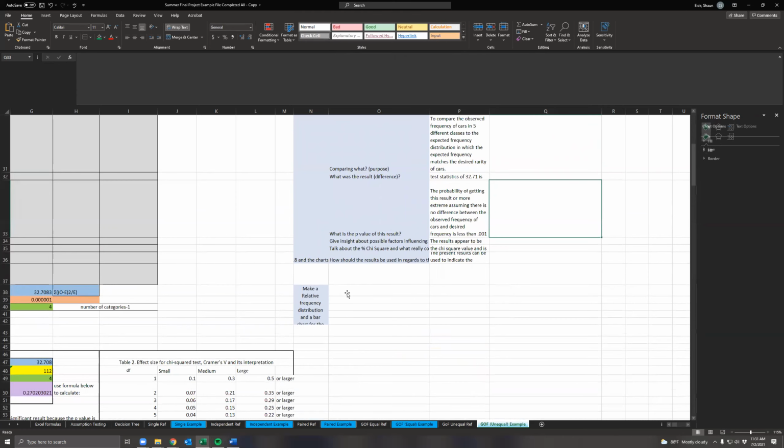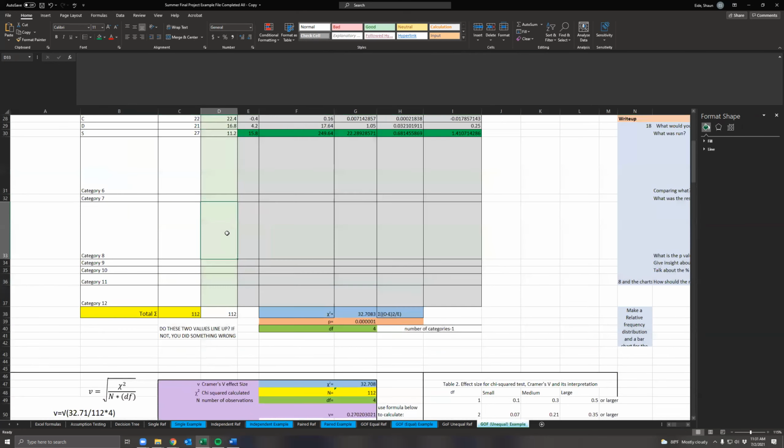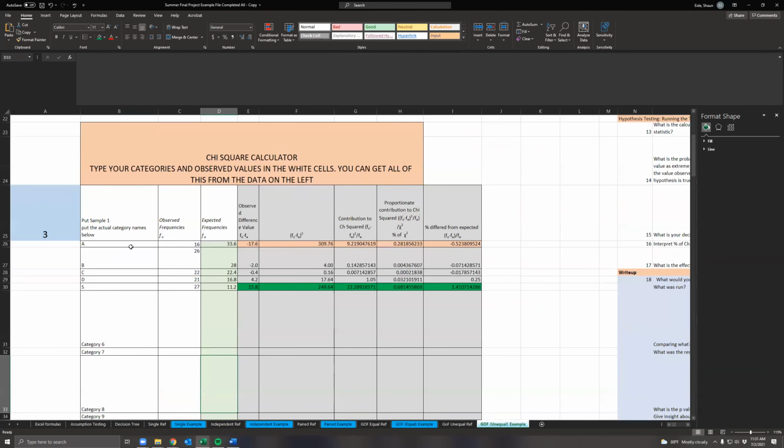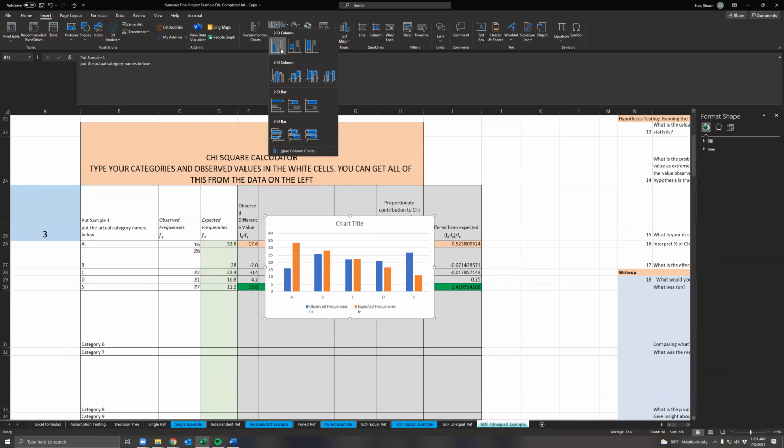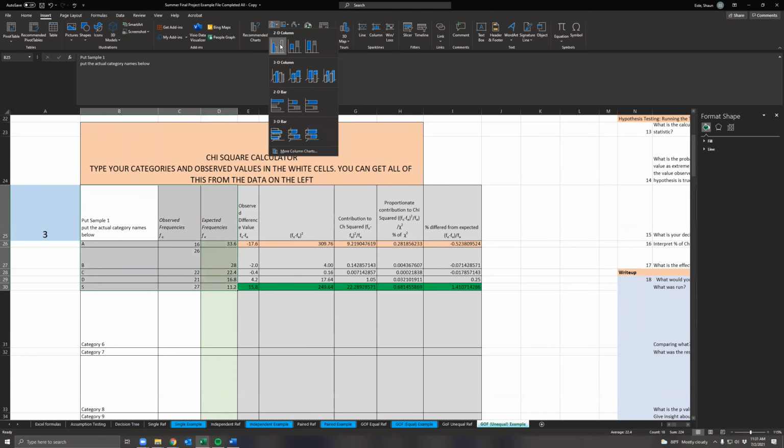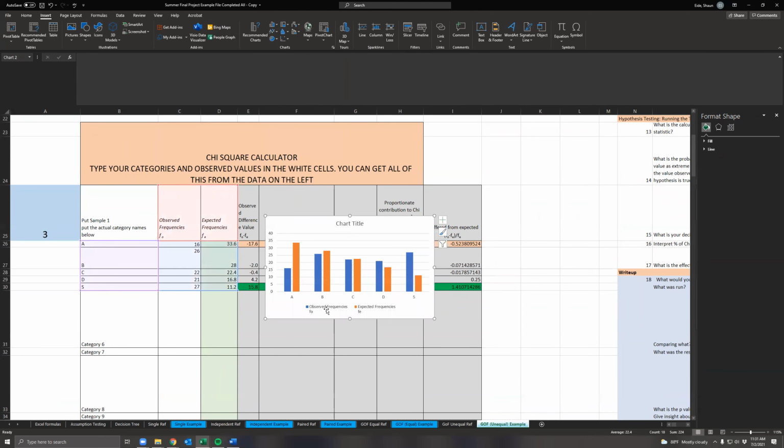Last but not least, you need to make a relative frequency distribution. So we are going to make a relative frequency distribution right here. We're going to just literally highlight this and do insert. You can do it like that, or going up, or you can do it like that, going to the side. Let's just go ahead and do this right here. Observed frequencies, which is in blue, the desired frequencies or the expected frequencies, which is in orange.